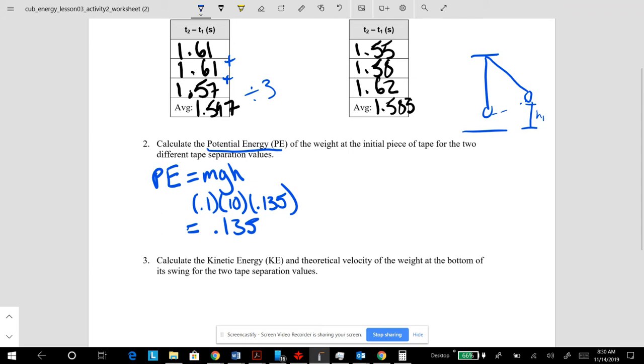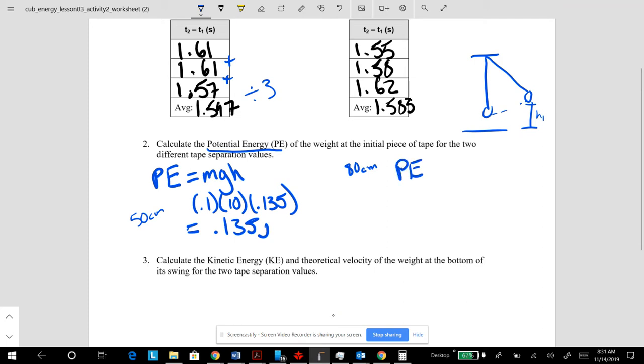What is energy always measured in? Joules. Cool. So this is going to be for my 50 centimeter drop. I'm just going to put 50 centimeter drop, or my 50 centimeter tape line. I'm going to do my 80 centimeter tape line on this side. So my 80 centimeter tape line, I'm doing the same exact problem.